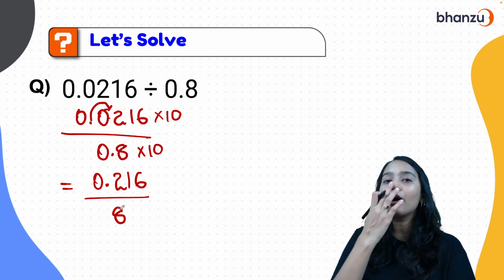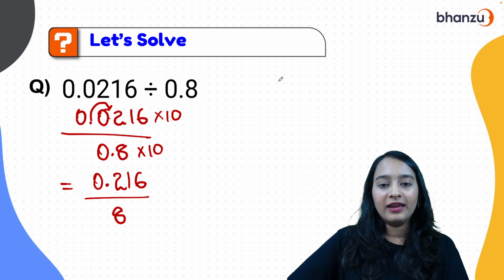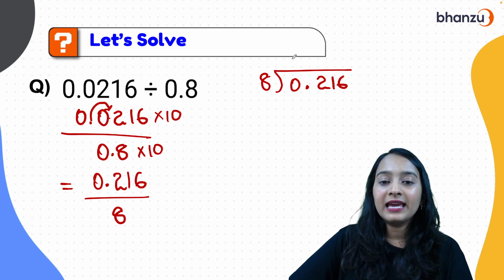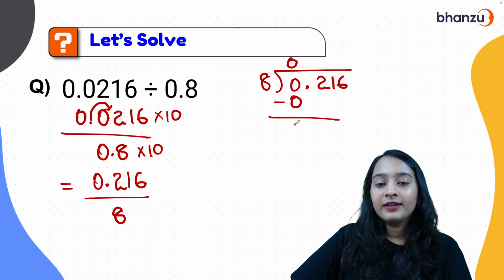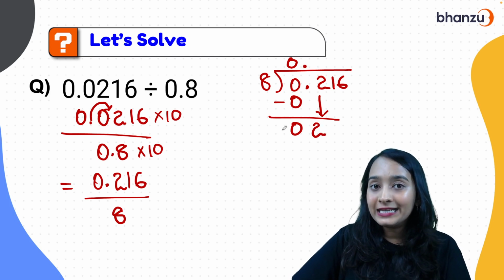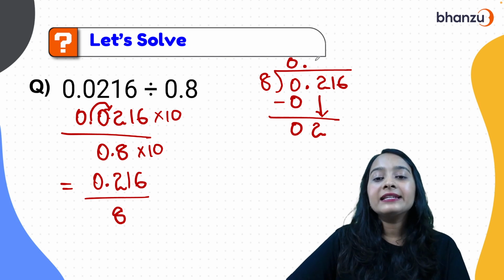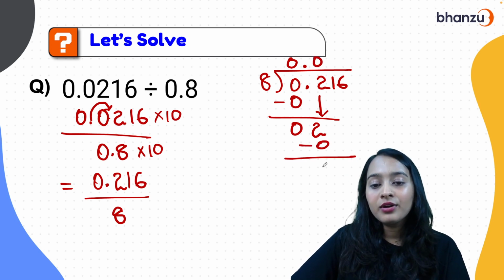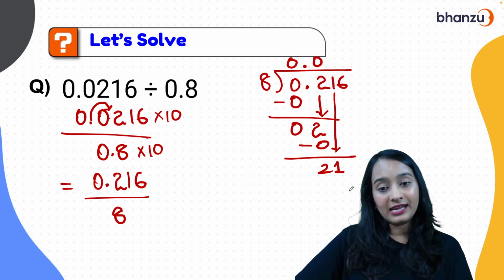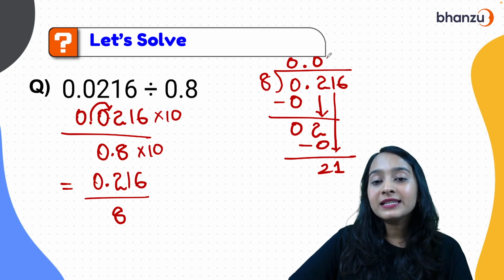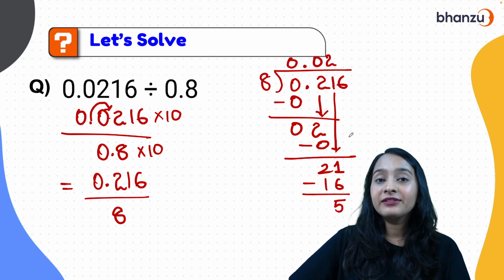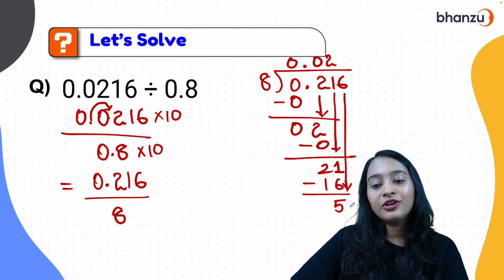Understood? So this is how we will do it, and now it's the usual way. So now what do we do? We'll go with division. 0.216. 8 zeros are 0. 0 is the remainder. You're pulling down a number after the decimal point, so immediately keep a decimal point. Again, 8 into 0 will give you 0. And then you're pulling down your 1. 8 threes are greater than 21, right? 8 twos are 16. Alright, so what do you have here? 5, which is our remainder, and you're bringing down your 6.